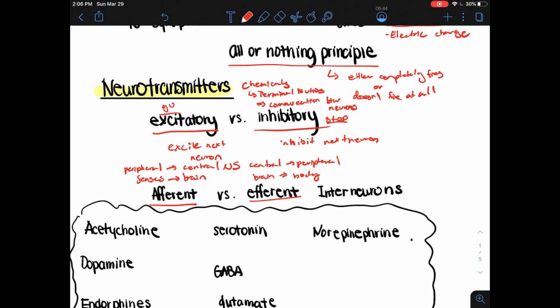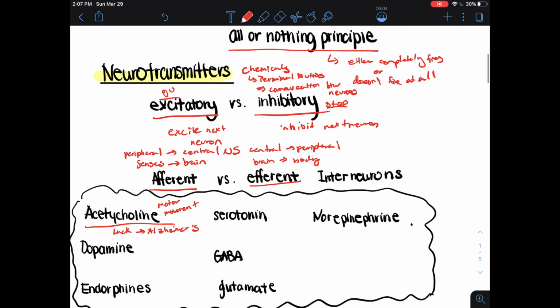And now we move on to the types of neurotransmitters. First, we have acetylcholine, which is associated with motor movement. A lack of acetylcholine results in the famous disease of Alzheimer's. Then we have dopamine, which is similar to acetylcholine in that it is also associated with movement. It is motor movement and alertness.